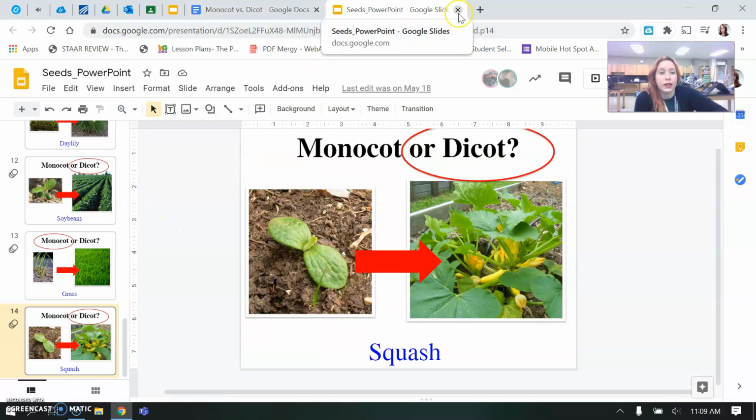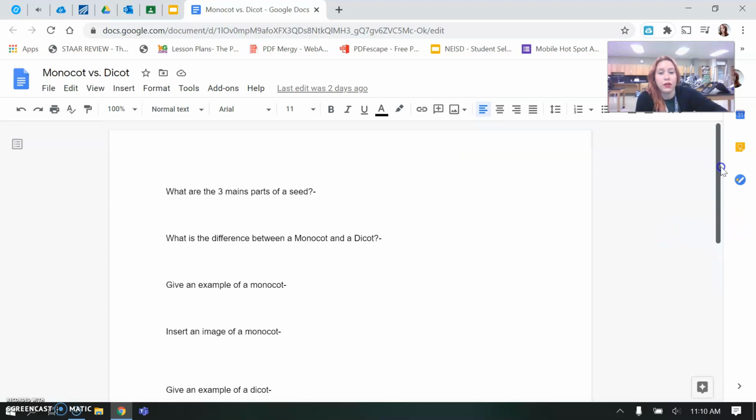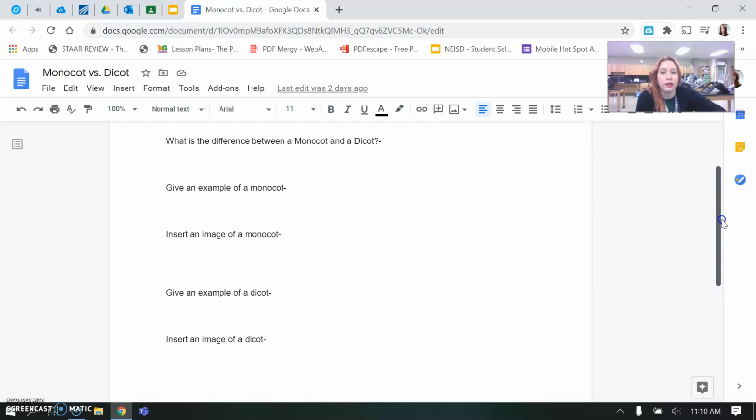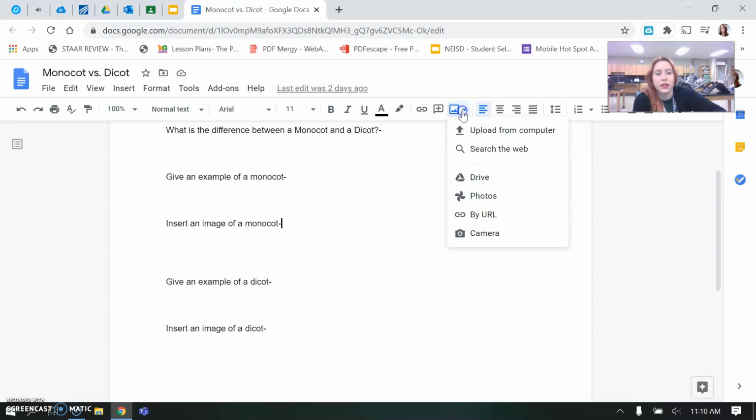So we can go ahead and exit out of here, or you could leave yours open if you wanted to keep it open so you could flip back and forth. You're going to go over here and answer these questions. The three main parts of a seed, difference between monocot and dicot, example of monocot, image of monocot. So to do an image, you click this image button. You can search the web and you can type in an example of a monocot from the slideshow, or you can think of your own. And then give me an example of a dicot, an image of a dicot by hitting the insert image from web.